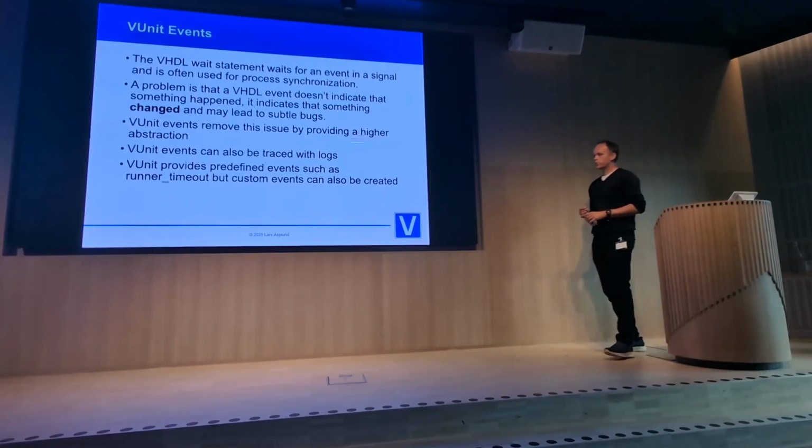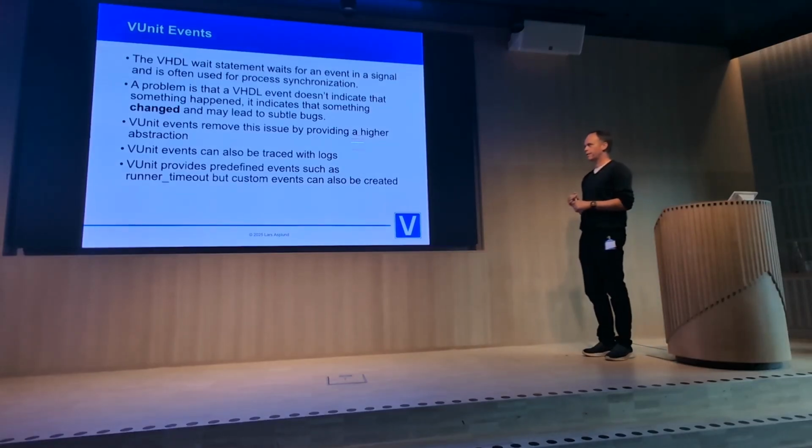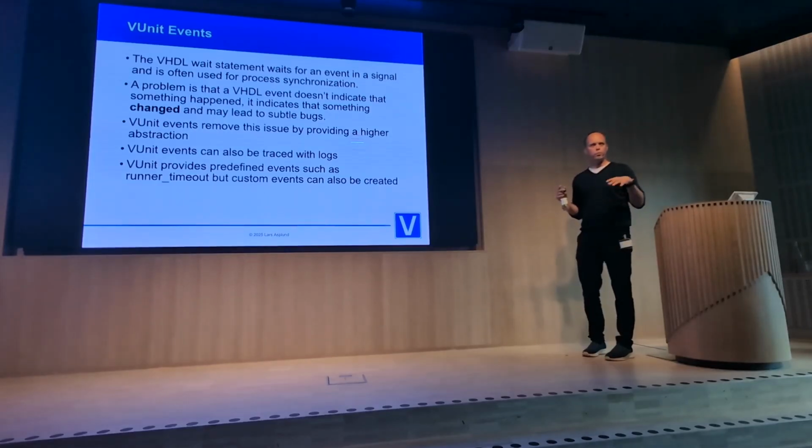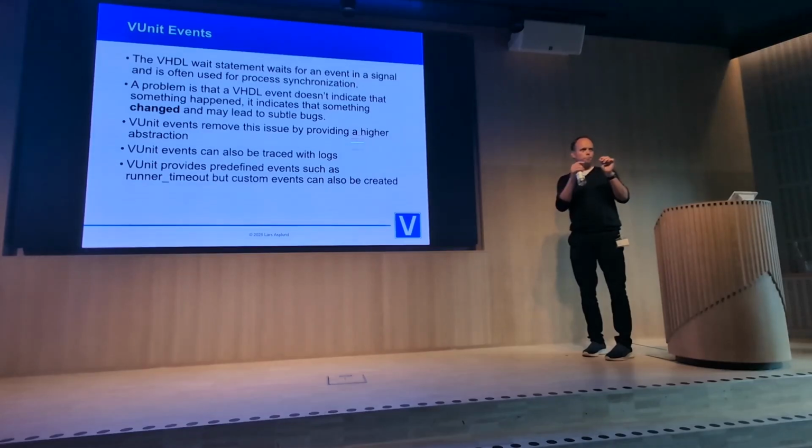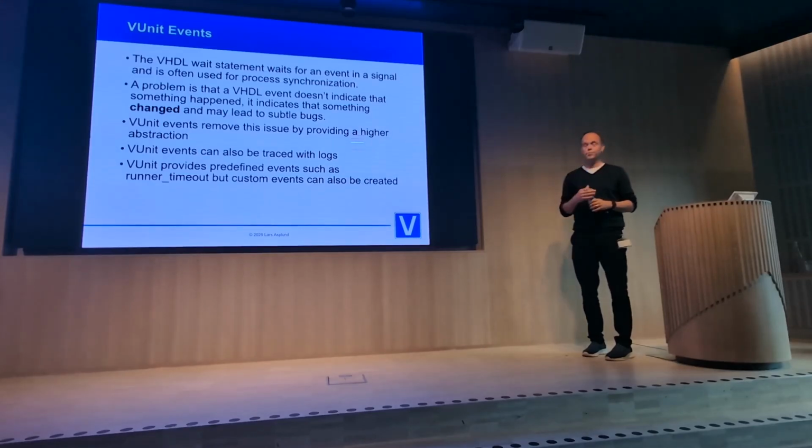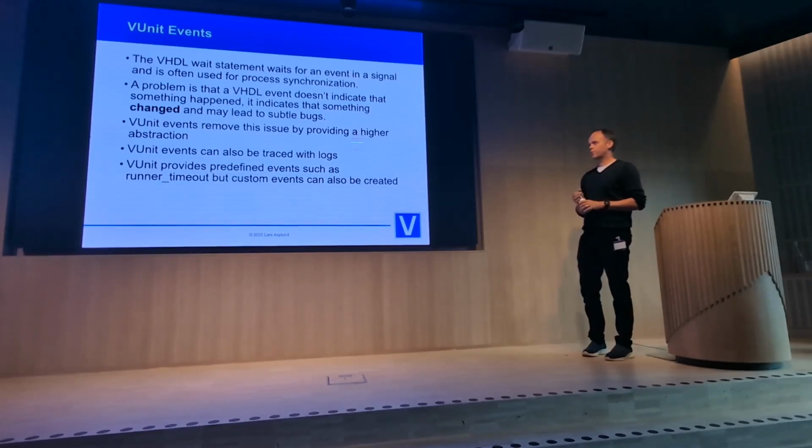So some terminology: VHDL has something called an event. If I have a wait statement, for example, wait until my start signal equals 1, it means VHDL waits for some change in that signal, and when there's a change in the signal, it checks: is the signal value 1? If it is, it unblocks. Event in general in computer science means something happened. And in VHDL, it really means something changed.